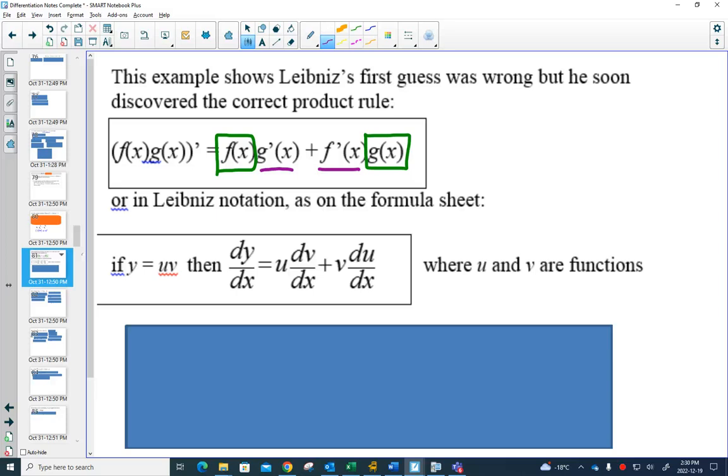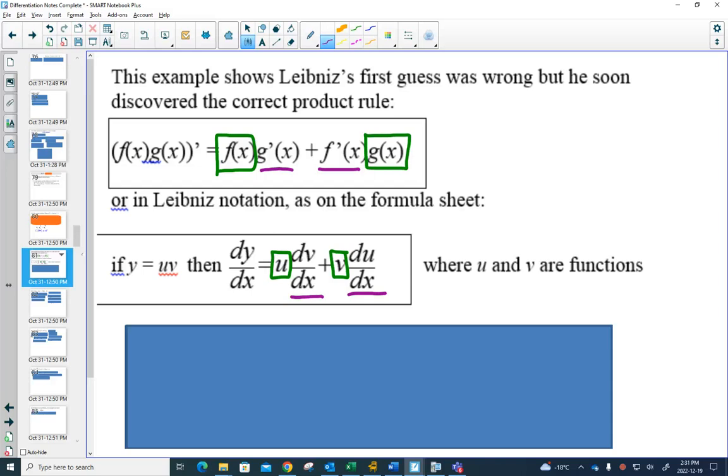So we have it in notation of Newton, and we also have it in the notation of Leibniz. So if y is two functions u times v, then the derivative says keep one the same and multiply by the derivative of the other one. Then keep the other one the same and multiply by the derivative of the first one. So you're always keeping one the same and multiplying by the derivative of the other one.